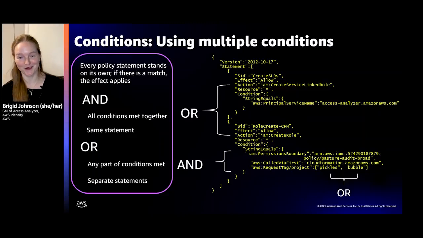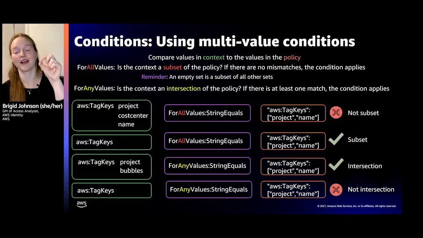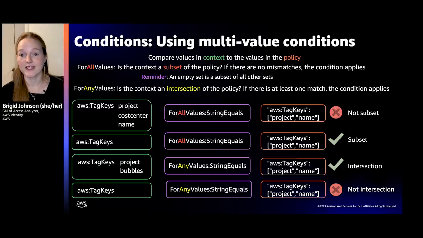So let's talk about those. A multi-value condition key is when, for that condition key, there are multiple values. So in the context for AWS tag key, it says project, cost center, and name. That means that you're trying to tag with all three of those. Multi-value condition keys are documented. They usually end in S, and they are specified in the AWS documentation. So only when you have a multi-value condition key do you want to use for all values or for any values. And here's the reason why.